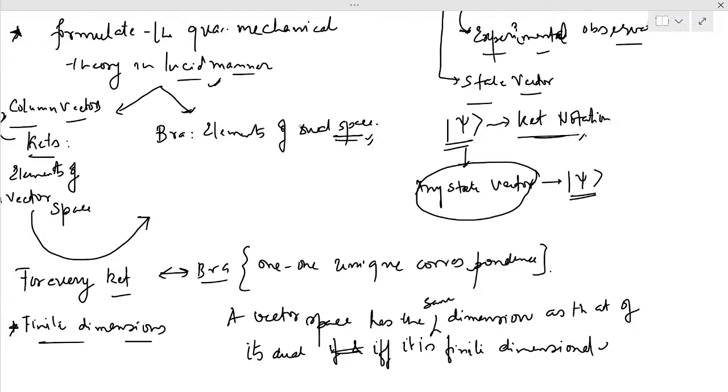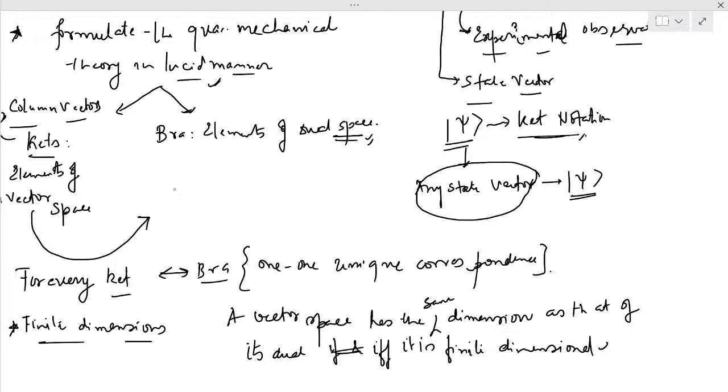For that you'll have to wait till I come to the inner product space. Basically, the Hilbert space that we do in quantum mechanics is an inner product space. So it is a specialized sort of vector space in which you can define an inner product. And why do we do so?